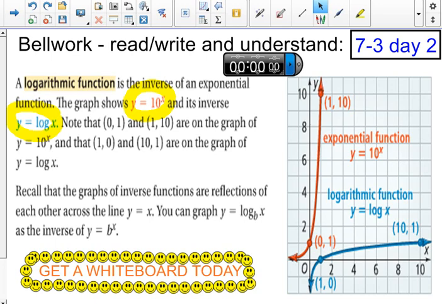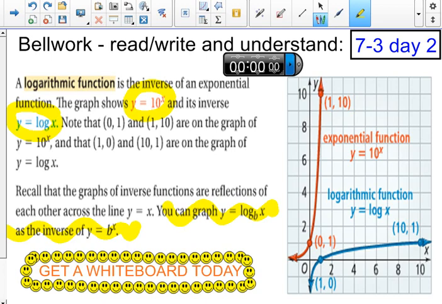Note that (0, 1) and (1, 10) are on the graph of y equals 10 to the x power, and that (1, 0) and (10, 1) are on the graph of y equals log x because they're inverted, right? You switch the x and the y values. Recall that the graphs of inverse functions are reflections of each other across the line y equals x. You can graph y equals log base b of x as the inverse of y equals b to the x power. So that's the important facts about what we're doing today.